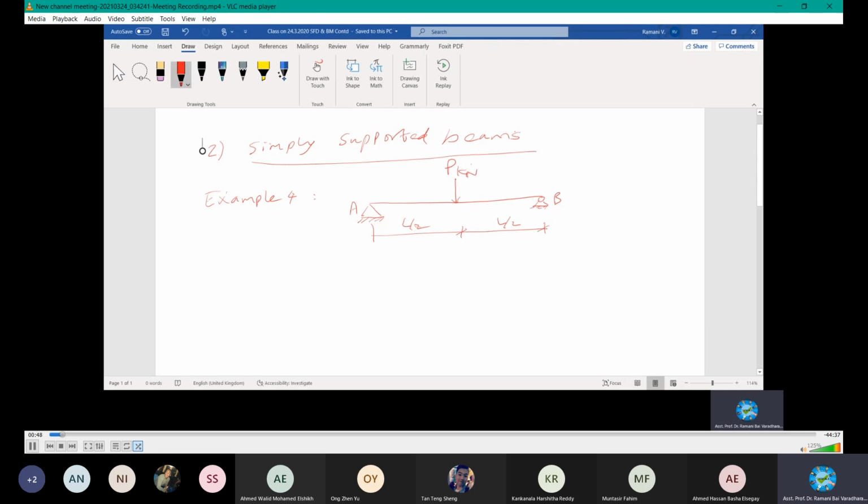I take this beam with the hinge support at A, another one roller at B, right? It can be another hinge or roller, you can take it to be hinge or roller, and then the distance is L by 2, L by 2. Okay, right.